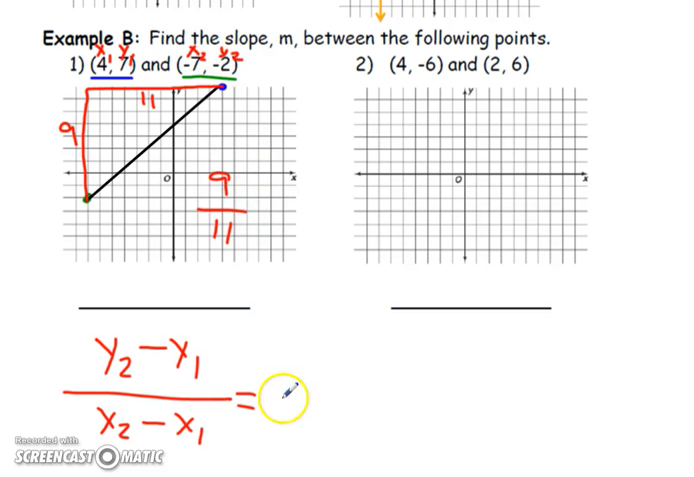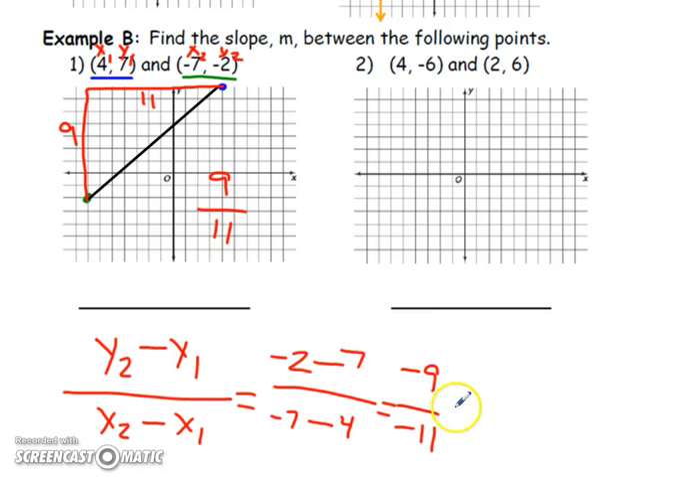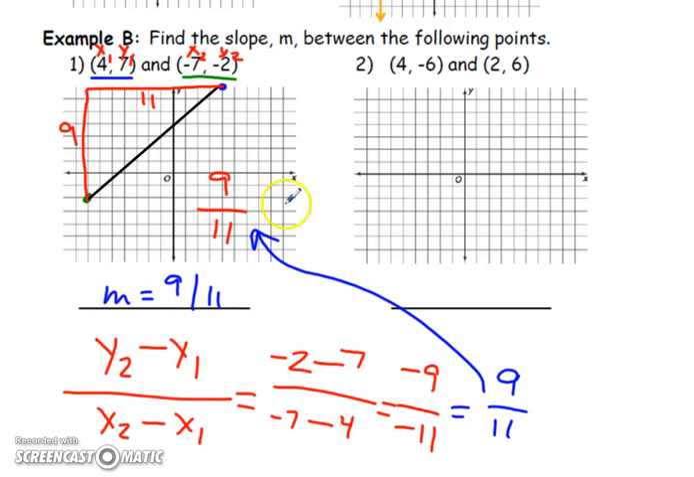Sorry. So my y2 is -2. The formula says subtract. My y1 is 7. My x2 is -7. The formula says subtract. And my x1 is 4. If I work this out, this comes out to -9 over -11. And you're saying, well, wait a minute, that's not the same. But remember, when you have a negative divided by a negative, they cancel out to be positive. So I do get the exact same answer as before. So here my slope is 9/11.